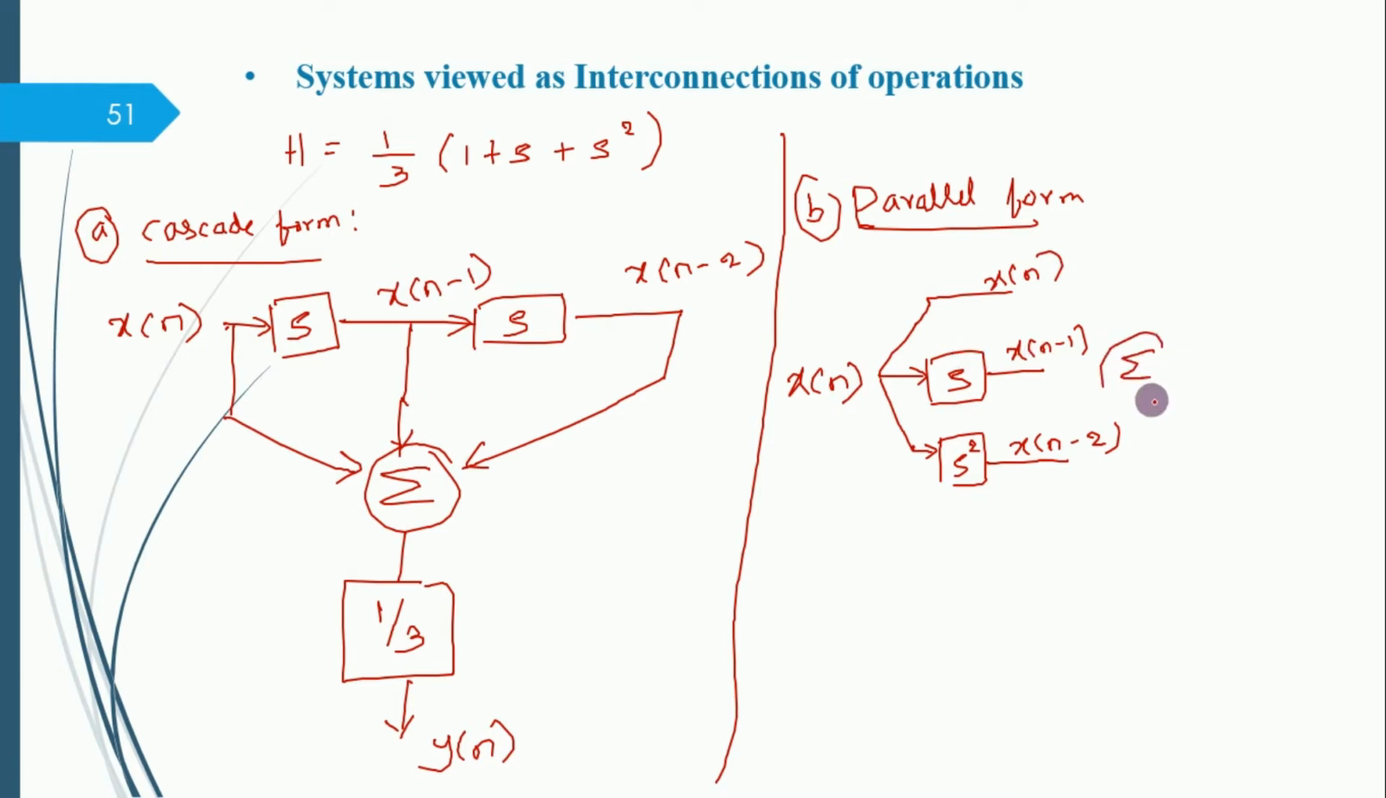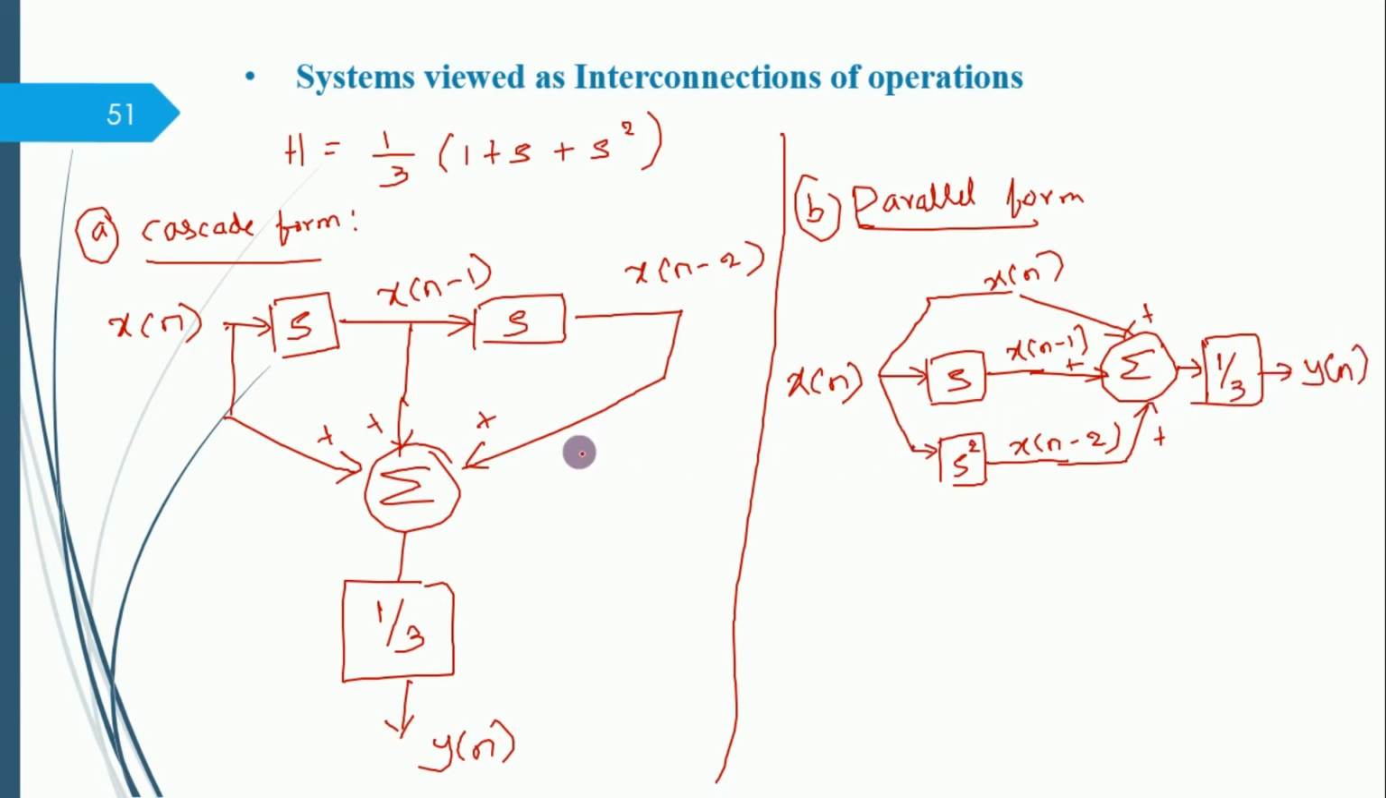All these three things together, I add it. So here you need to put a plus mark. Add it. So I get addition of x of n minus 1, x of n minus 2. For this, I scale it with a 1 by 3. I'll get it as y of n.